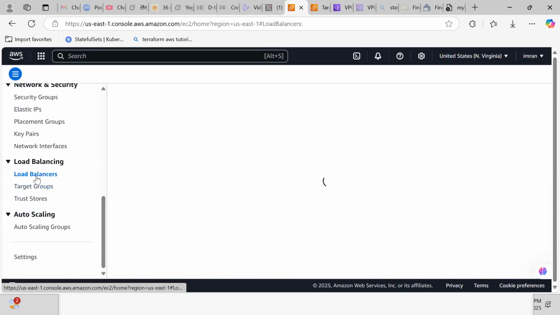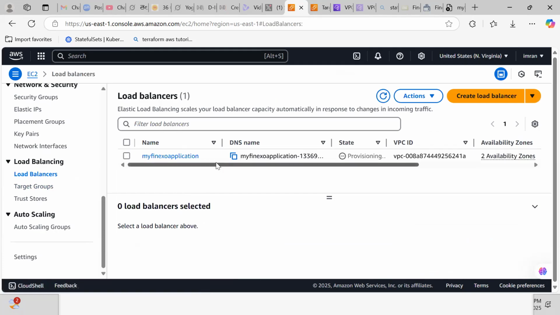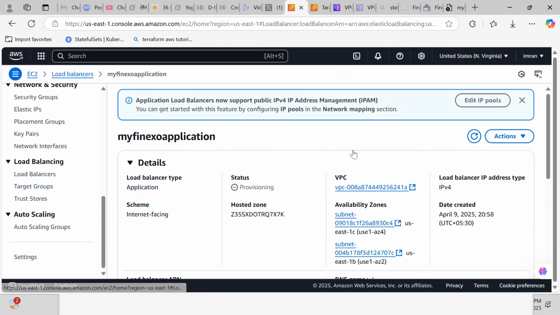So here we have the load balancer. Still the state is provisioning. It needs to come to available. Then once we click on that DNS name, but in real time we don't directly hit that DNS name. We will attach it to Route 53. Then the domain name will redirect to this load balancer, then based on the listener, it's going to redirect to the target group.